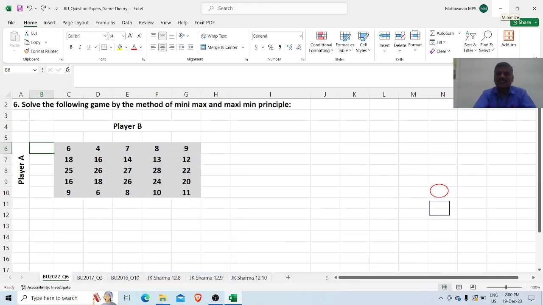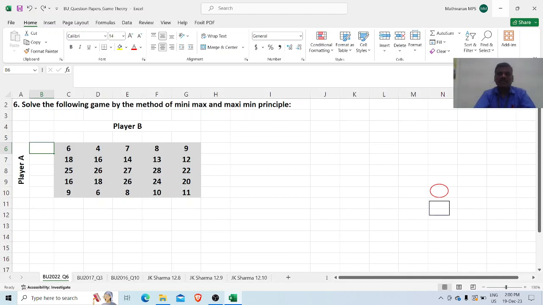Welcome to this session on game theory under quantitative techniques and operations research. In this session, we will discuss the solutions to the problems asked in the end-term examination of Bangalore University. To start with, we will take the question paper of 2022.